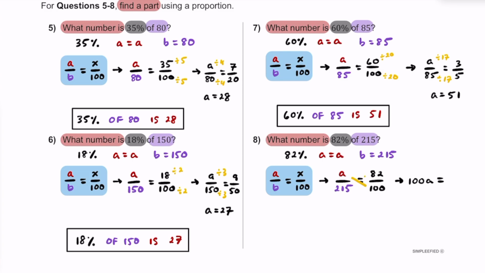So the only real extra bit of calculation we have to do is this 215 times 82. So let's go ahead and do that. 215, 82. Just line those up by place values and then multiply.